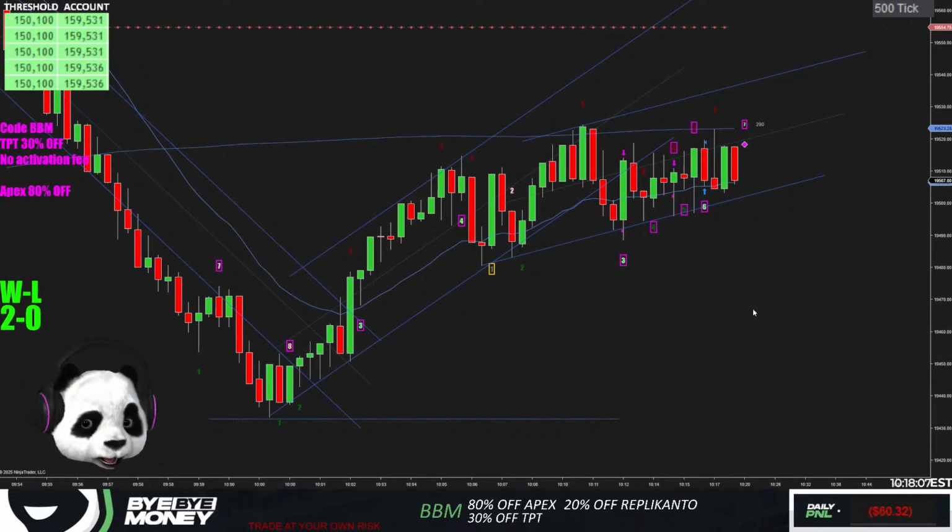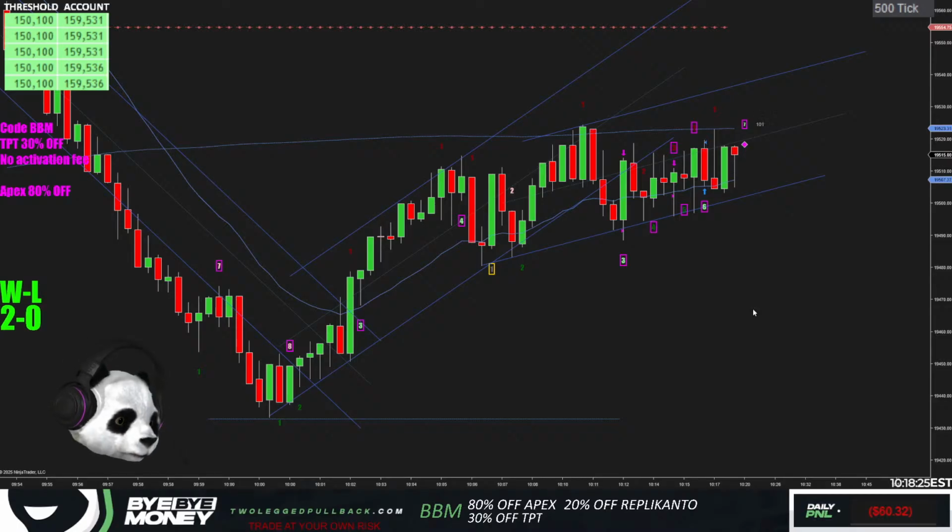Down 60, pretty much break even. I mean, it's not the worst. It sucks to be up 800 and back down to negative 60. That sucks, but what can you do about it? You've got to take the trades when you see them. It is what it is. I've got to wait now until the market clears up here.